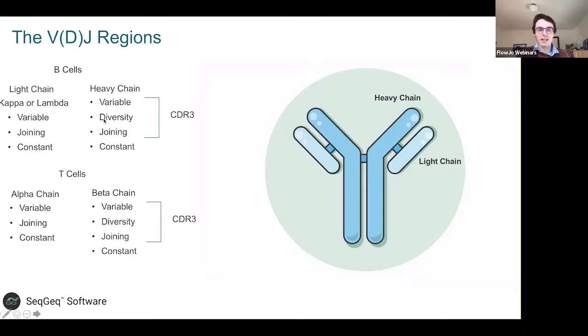But we can also look at each of the individual variable, diversity, and joining regions, because they're of course important and play important roles in recombination. So that's for B cells.